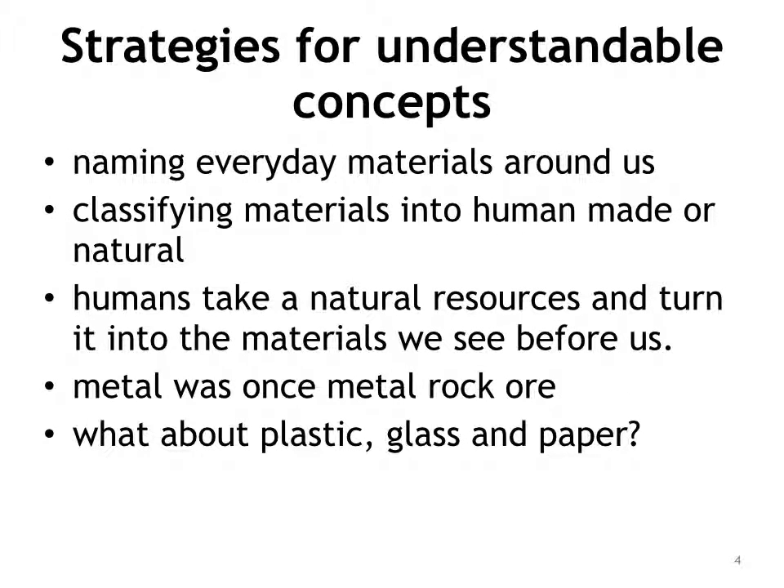Okay, so to break down this knowledge into easily understandable concepts, we can start by naming everyday materials we see around us. For example, wood, stone, metal, glass, card, papers, and so on. We can classify them as natural or made by humans. Wood and stone are naturally occurring, but other materials such as plastics are made by humans. So humans take a natural resource and turn it into the materials we see before us. For example, metal was once metal rock ore.